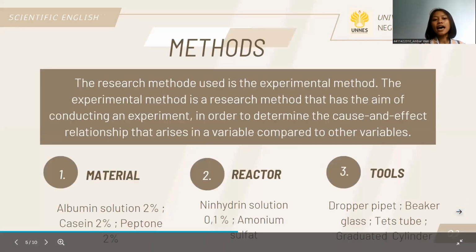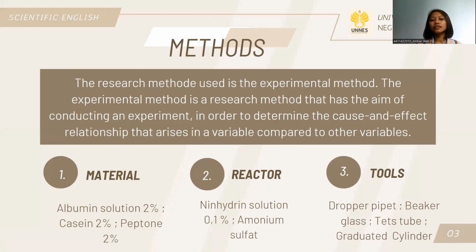And next, the research method. The research method used is the experimental method. The experimental method is a research method that aims to conduct an experiment in order to determine the cause and effect relationship that arises in one variable compared to other variables.